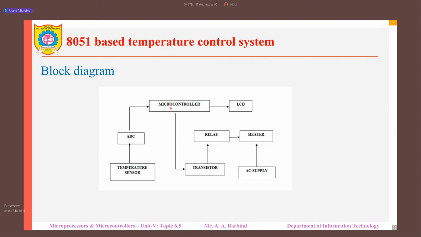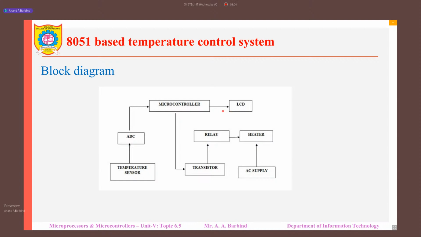Okay, so that is the input part, where you read the temperature at 8 different places. At the output, what you have is the LCD. Because you have an LCD, it is possible to display the temperature.